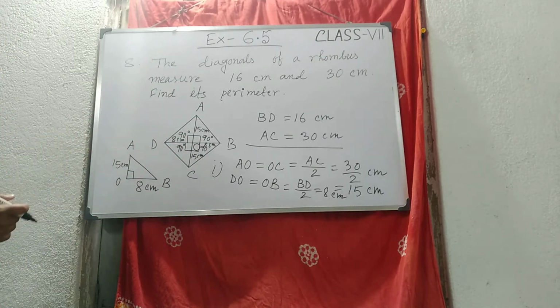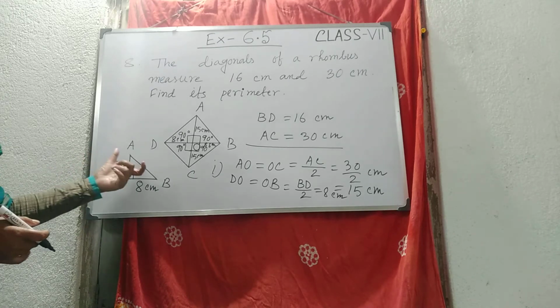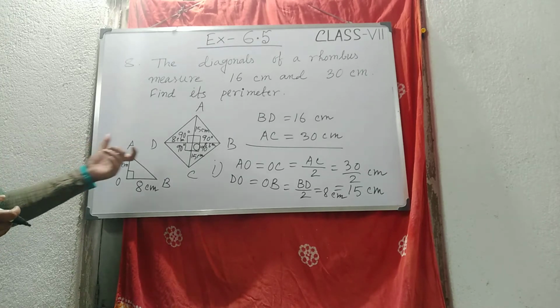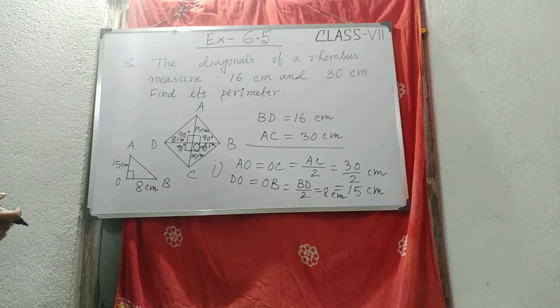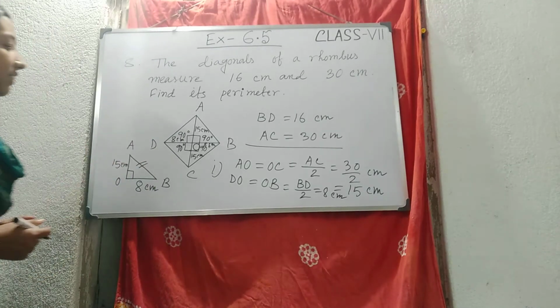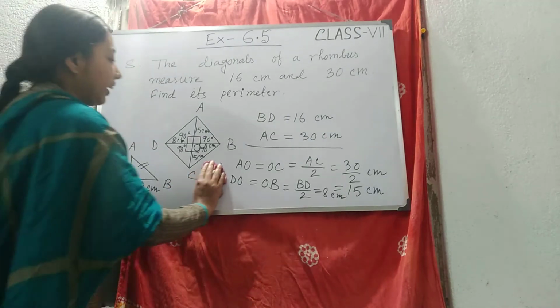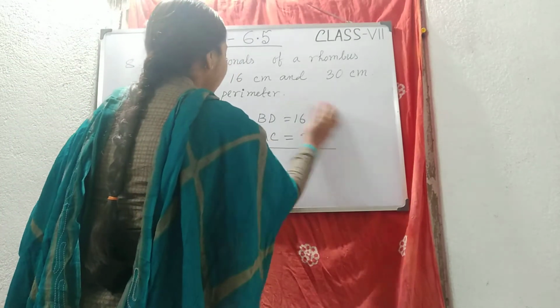This is a right angle triangle, and for this right angle triangle, 2 legs are given. How can we get its hypotenuse? If we get the hypotenuse value, automatically we can get the side of the rhombus ABCD, and so that we can get its perimeter also. So we have to find the hypotenuse of this right angle triangle, isn't it? So now we will calculate the hypotenuse of the triangle AOB.